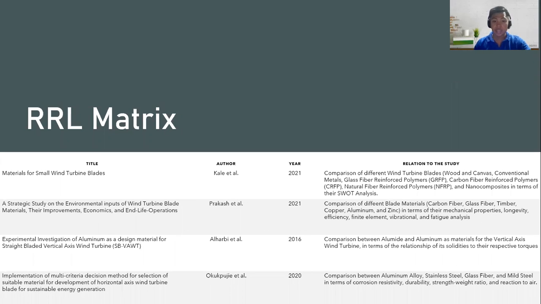Additionally, the slide shows the studies entitled Materials for Small Wind Turbine Blades, a strategic study on the environmental inputs of wind turbine blade materials, their improvements, economics, and end-life operations. We also have Experimental Investigations of Aluminum as a Design Material for Straight-Bladed Vertical Axis Wind Turbine, and Implementation of Multi-Criteria Decision Method for Selection of Suitable Material for Development of Horizontal Axis Wind Turbine Blade for Sustainable Energy Generation.